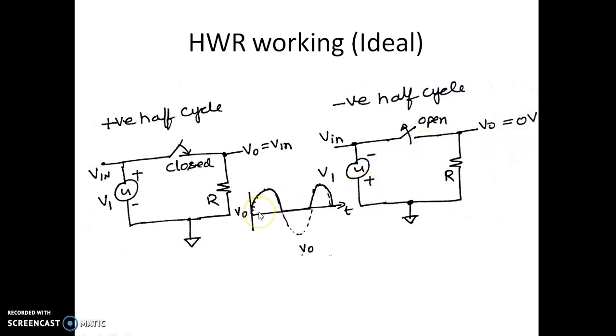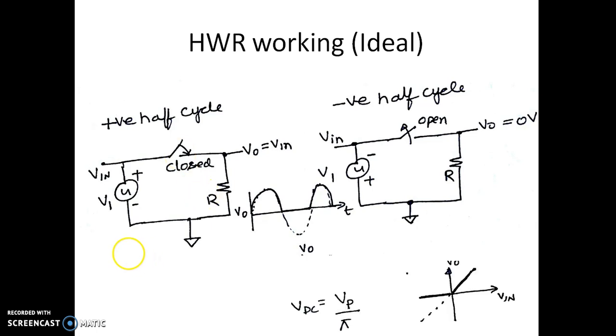As seen in the output waveform, the dotted line corresponds to the input. During the positive half cycle of the input voltage, the output follows the input, whereas during the negative half cycle of the input voltage, the output is 0. So this is the time response of this half-wave rectifier in an ideal case, where we consider the diode turns on for any voltage more than 0.